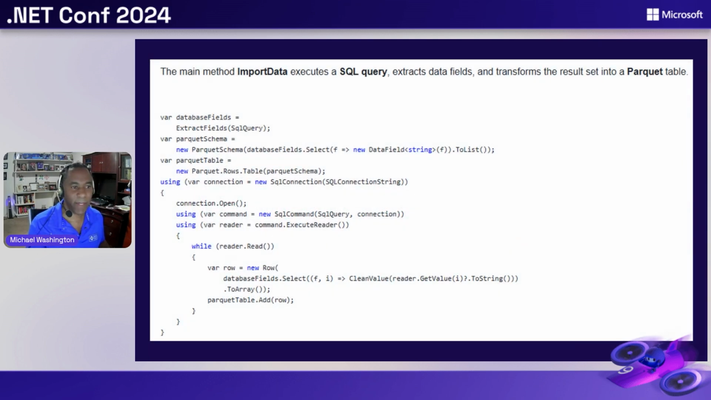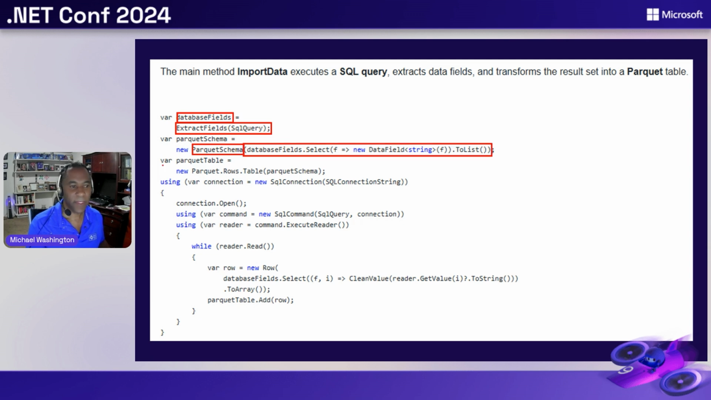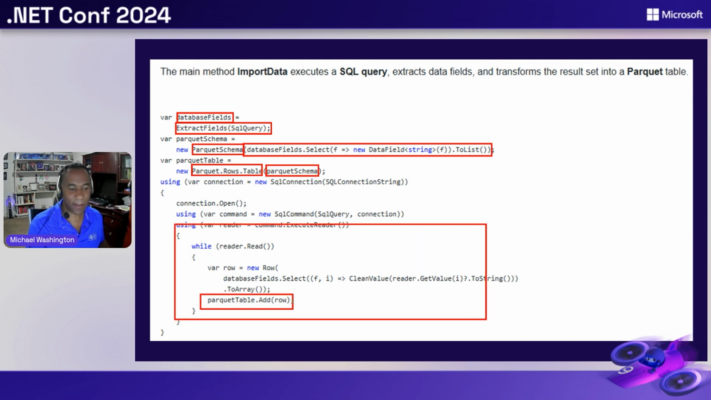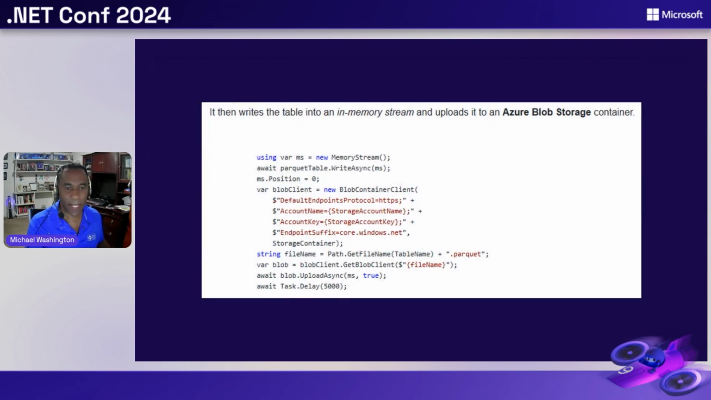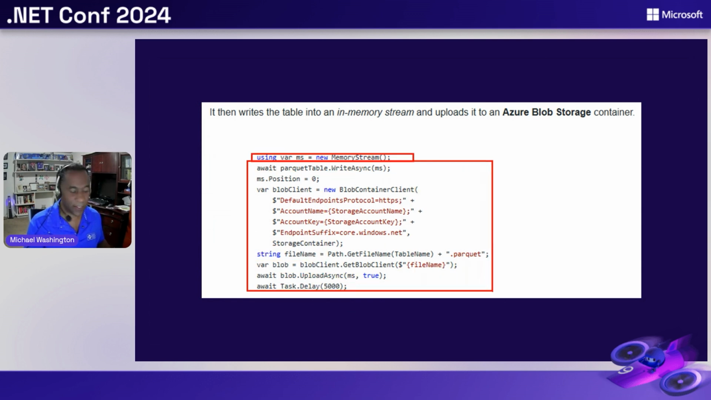And here's the code. It's not that much. The first thing I do is I have a method that takes a SQL query and determines what the database fields are. Then I create a Parquet schema. And again, there's a free NuGet package, parquet.net. So I'm calling that where I'm saying these are the fields. Then I have a Parquet table where I pass that Parquet schema in there. Then I read through all my rows, adding them to the Parquet table one by one. The next step is, this is all in memory. So I take a memory stream and I push that Parquet file into Azure Storage.